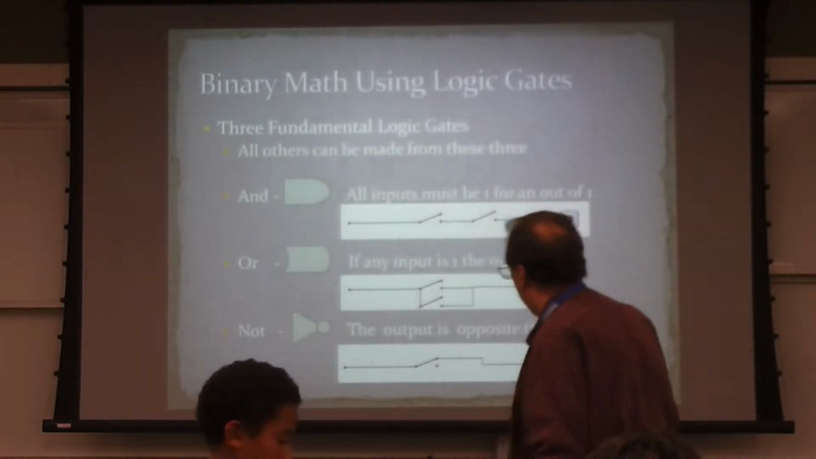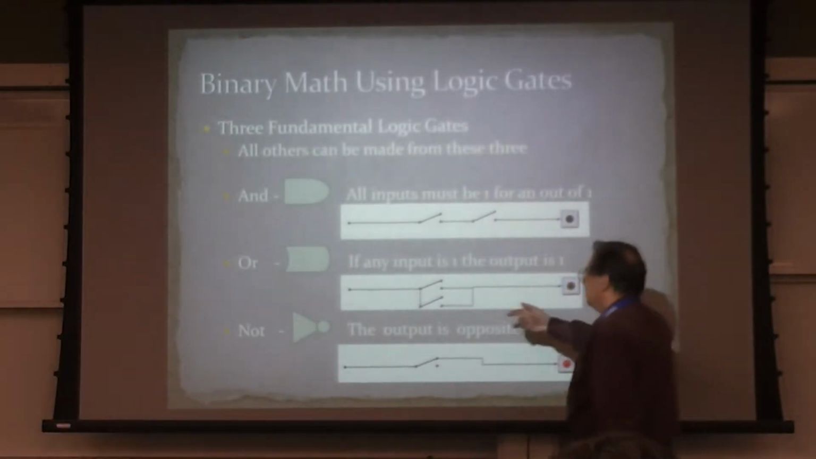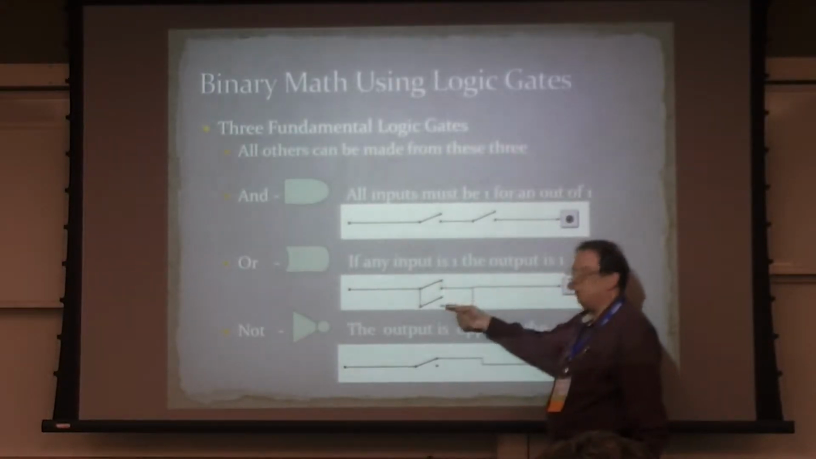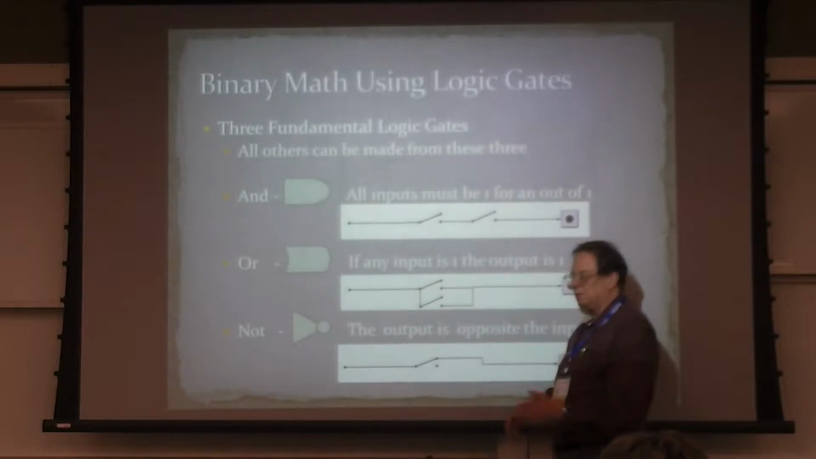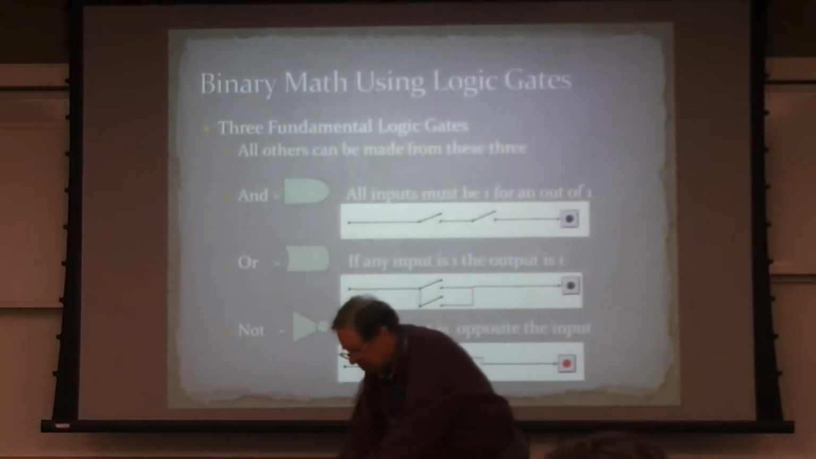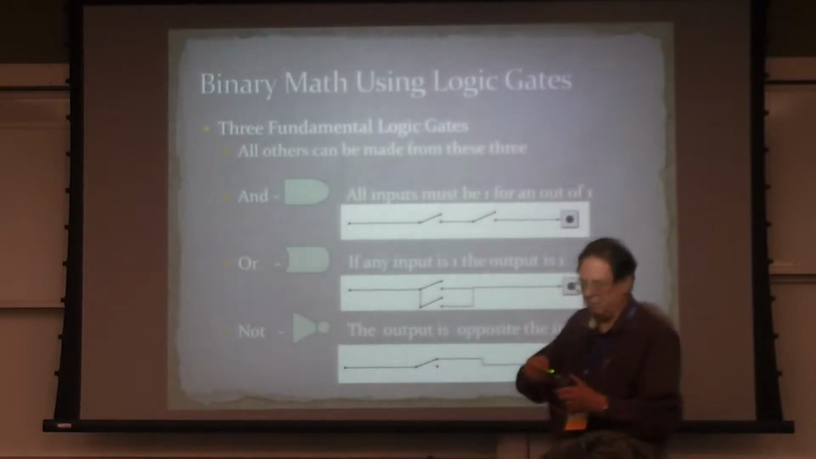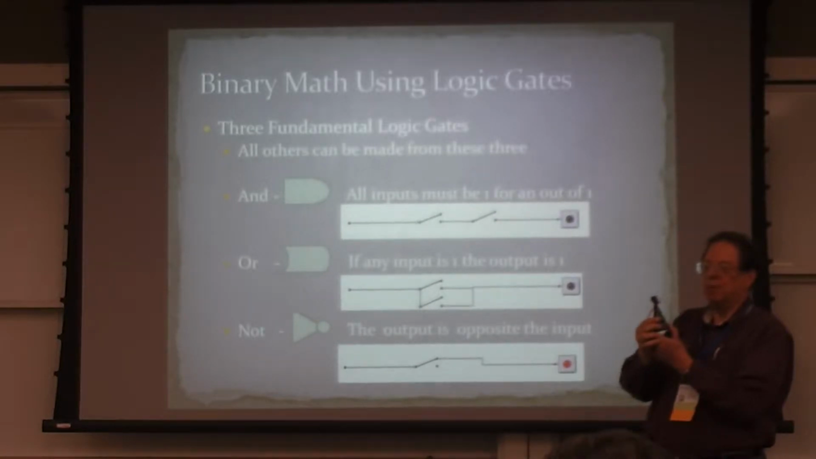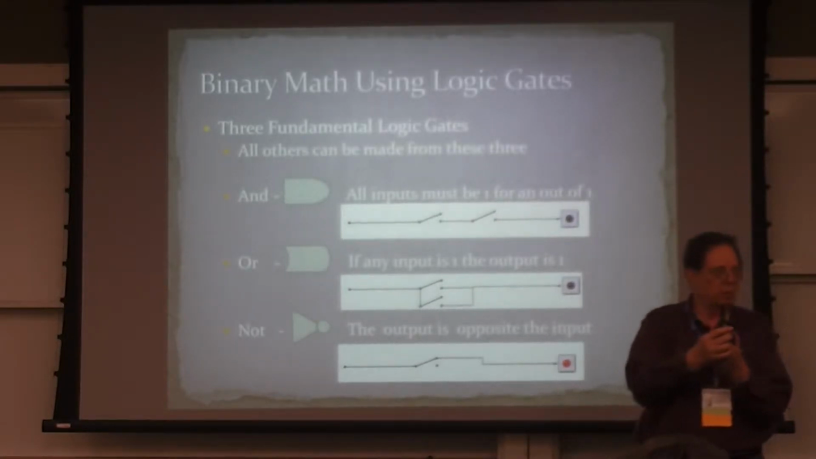The or has the switches in parallel. So I press this one, or I press this one. Those don't seem like very complex things. And the not is just where we have a switch that's normally closed, so the light's normally on. I push the button and the light goes off, okay? So it's just the opposite of what the button is.